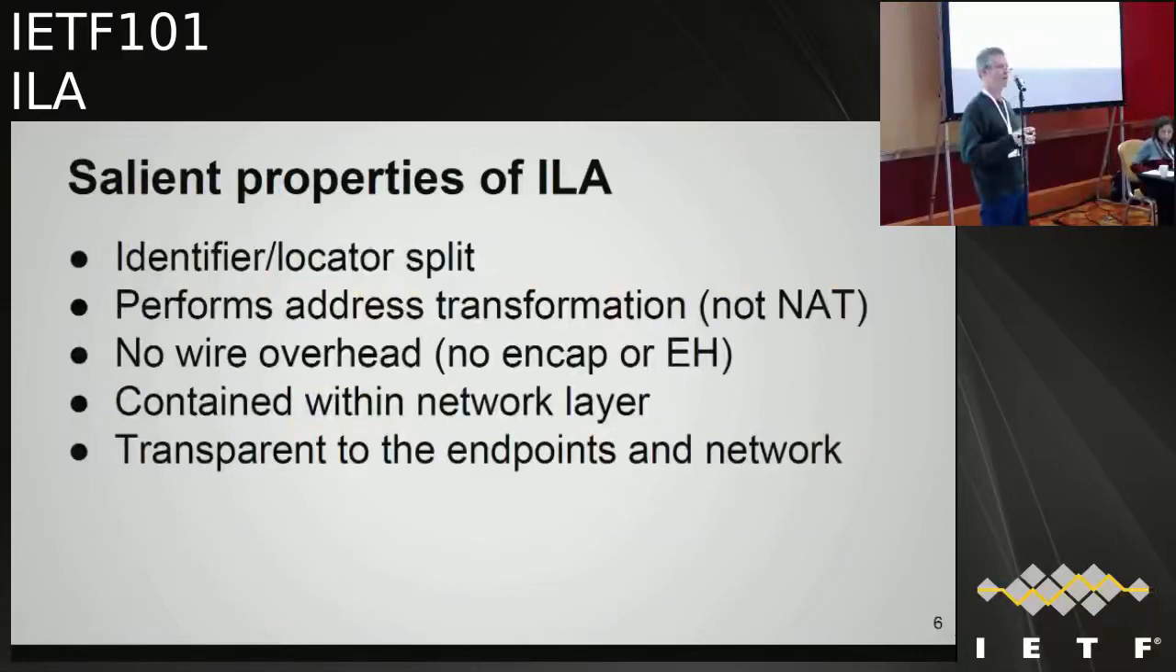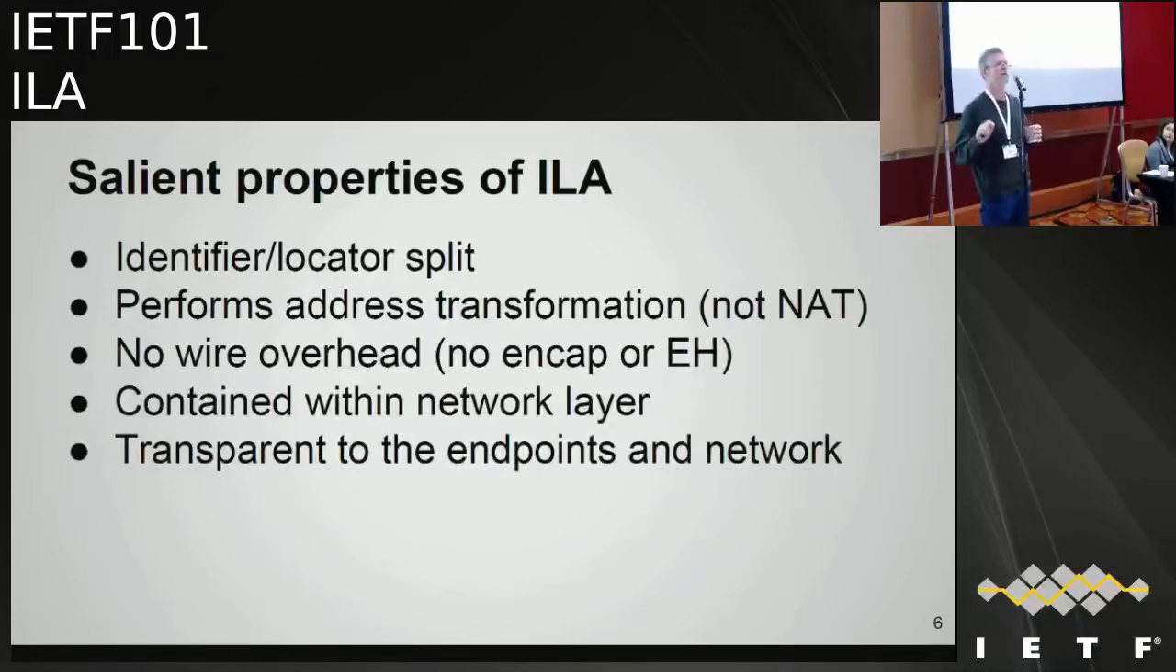So some of the properties of ILA, as I mentioned, it is an identifier locator split protocol. So location and identity are kind of separate concepts in the addressing. It performs network transformation. It's not NAT on the basis that transformations are always paired. So unlike NAT, whatever you transform into a locator address will be reverse transformed to the original identifier address at some peer before the packet's received.